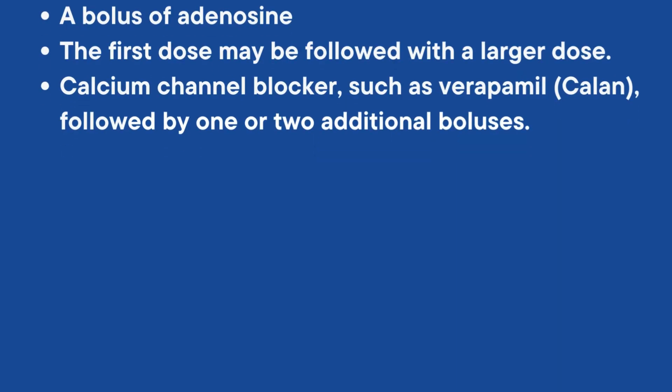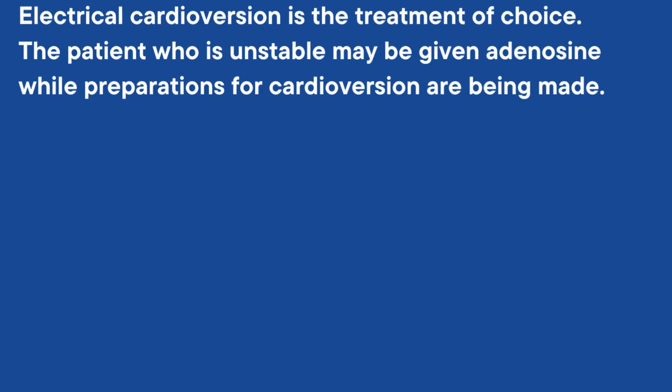If the vagal maneuvers are ineffective, the patient may then receive a bolus of adenosine to correct the rhythm. This is nearly 100% effective in terminating AVNRT. Because the effect of adenosine is so short, AVNRT may recur. The first dose may be followed with a larger dose or with a calcium channel blocker such as verapamil, followed by 1 or 2 additional boluses. If the patient is unstable or does not respond to the medications, electrical cardioversion is the treatment of choice. The patient who is unstable may be given adenosine while preparations for cardioversion are being made.